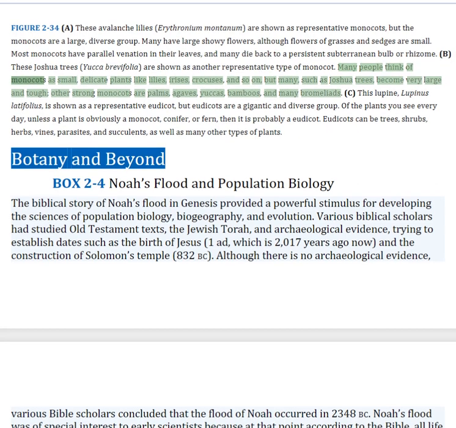Many people think of monocots as small, delicate plants like lilies, irises, crocuses, and so on, but many, such as Joshua trees, become very large and tough. Other strong monocots are palms, agaves, yuccas, bamboos, and many bromeliads.